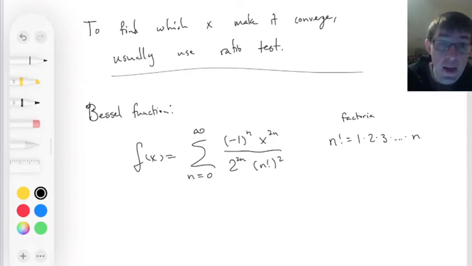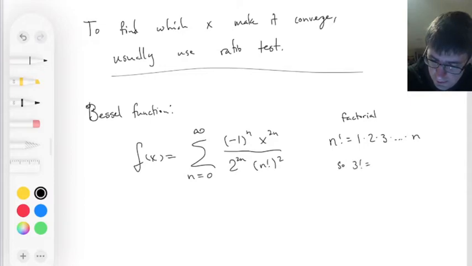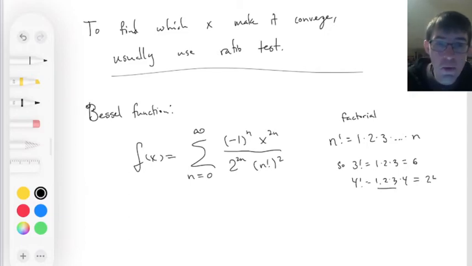We write it with that exclamation point, and it means you just multiply all the numbers up to and including n. So, for example, 3 factorial is 1 times 2 times 3, which is 6. 4 factorial is 1 times 2 times 3 times 4, which is 6 times 4, which is 24, right?